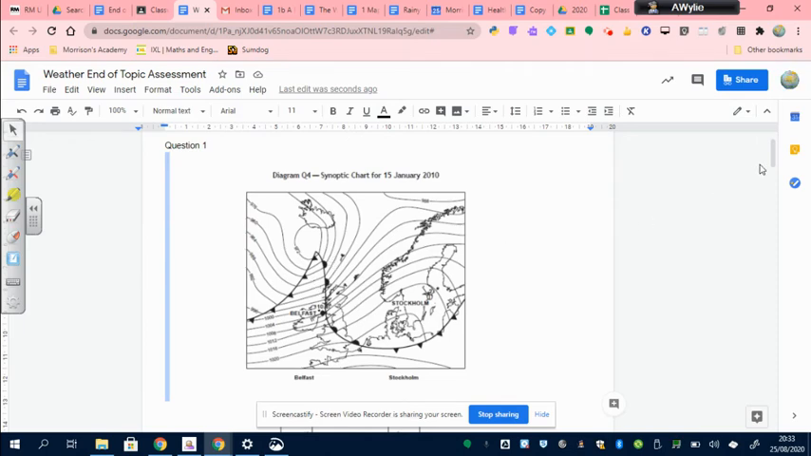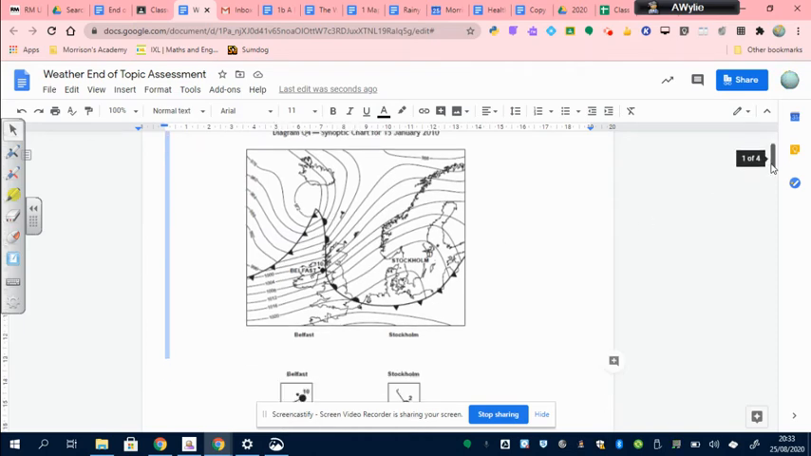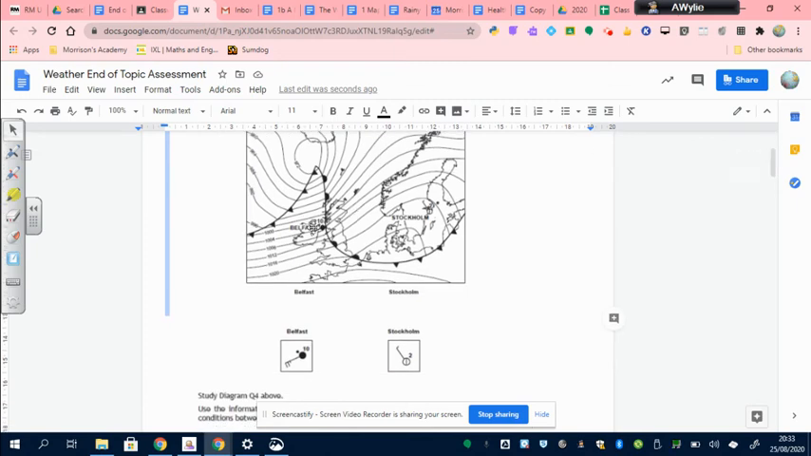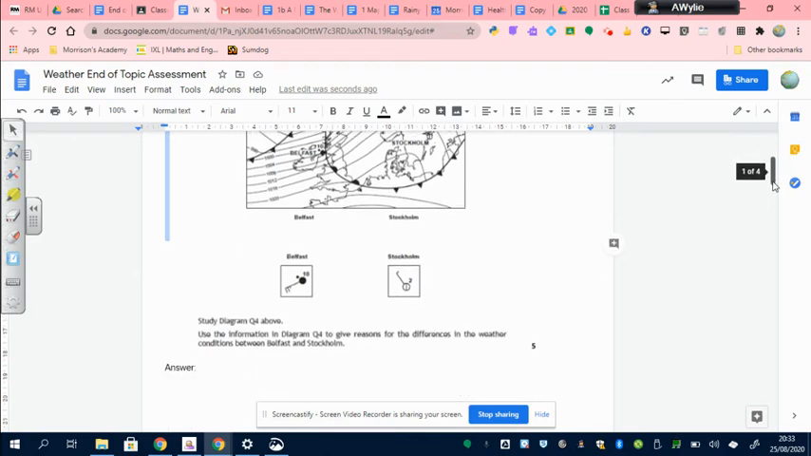We can see a variety of weather symbols, and we can see that Belfast and Stockholm have been indicated on our weather map. There's Belfast and there's Stockholm. We've then got 2 synoptic weather symbols, one for Belfast and one for Stockholm, that give us information about the weather that these 2 places are currently experiencing. You then have a question that asks you to look at the diagram Q4, which is the weather map above, and you must then give reasons for the differences in the weather conditions between Belfast and Stockholm.